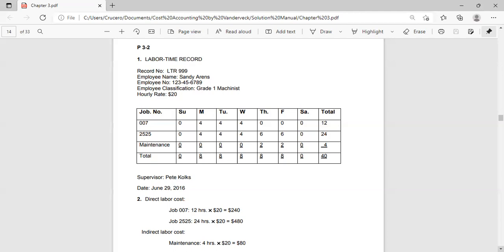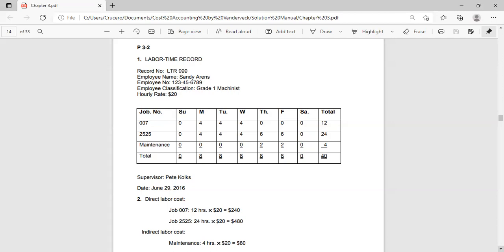Okay, so first we have job numbers, job 007 to 525, and then the maintenance. And from Sunday, no work. Monday, we have 4 hours. And Tuesday, Wednesday, Thursday, Friday, and Saturday. So we have the total now of 4 job 007. The total here of which is the biggest.